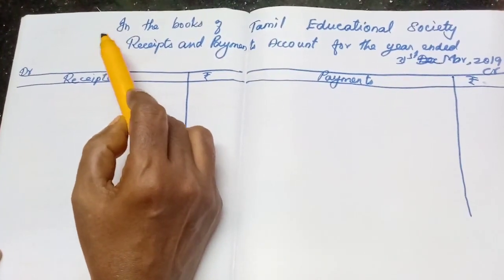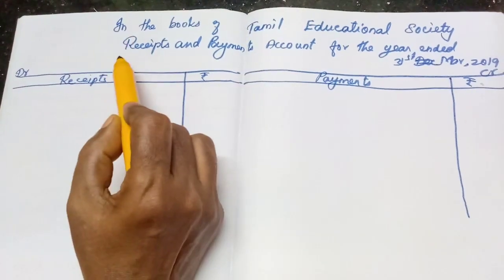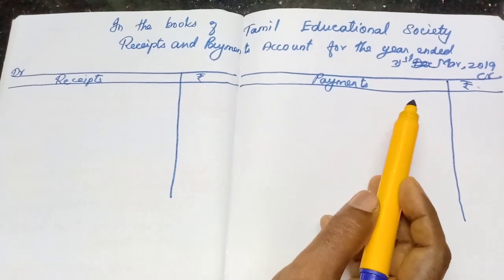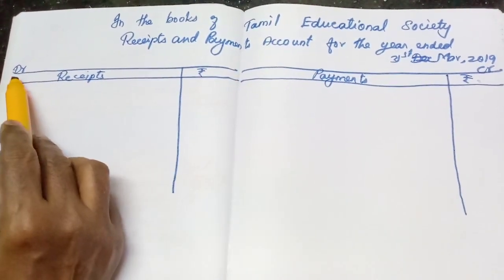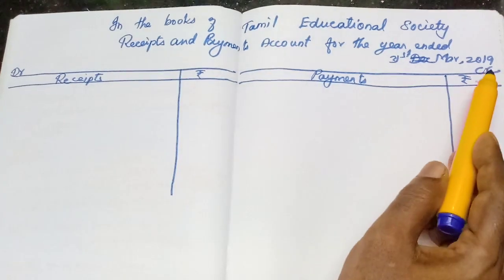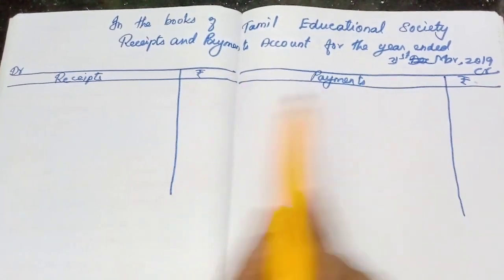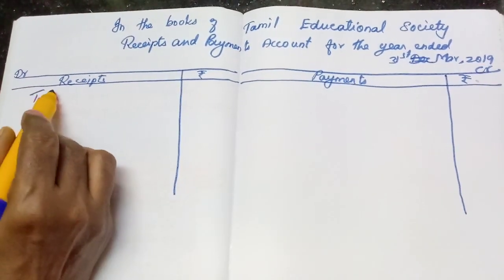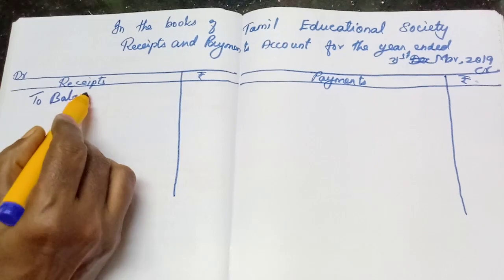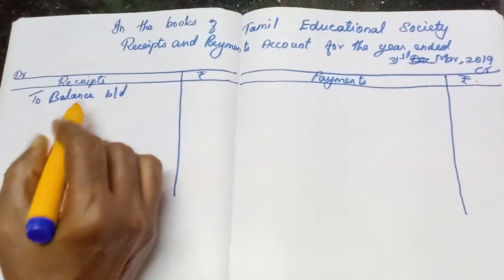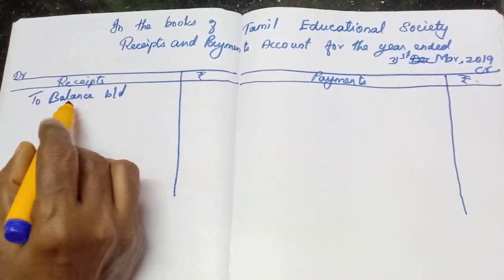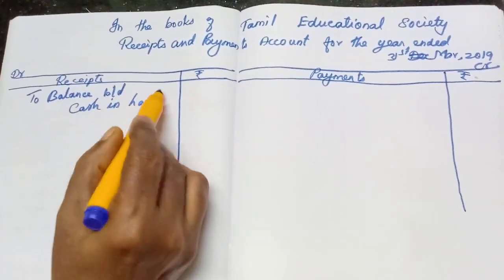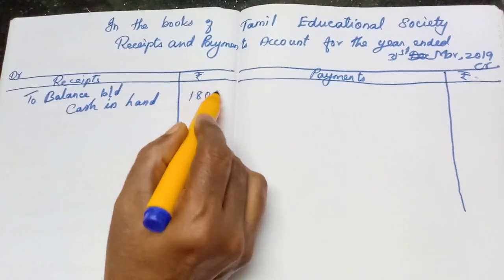First, you have to write the heading: in the books of Tamil Educational Society. Then the account name, receipts and payments account for the year ended 31st March 2019. Then draw a line, write debtor on the left hand side, creditor on the right hand side, columns receipts, payments, rupees. Then the first item should be the opening balance. We have to write to balance brought down. Similarly, opening cash balance. So again you have to write cash in hand. How much? 18,000. Write the amount correctly.